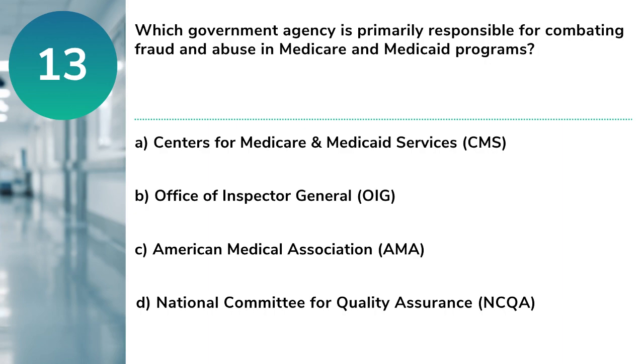Question 13. Which government agency is primarily responsible for combating fraud and abuse in Medicare and Medicaid programs? A. Centers for Medicare and Medicaid Services, CMS. B. Office of Inspector General, OIG. C. American Medical Association, AMA. D. National Committee for Quality Assurance, NCQA.